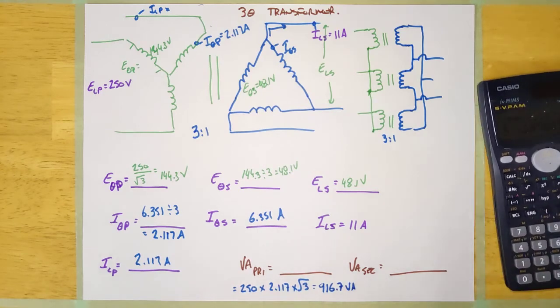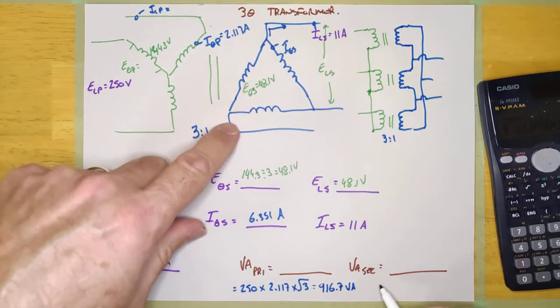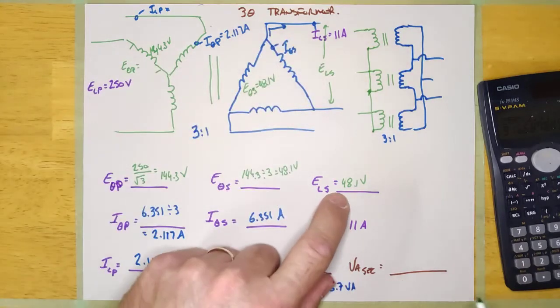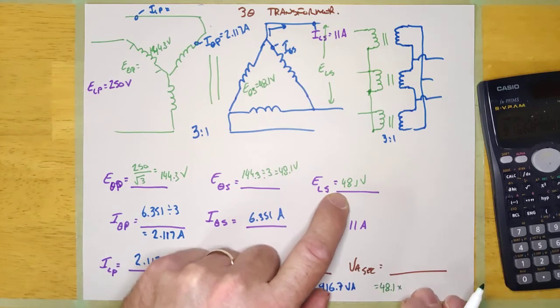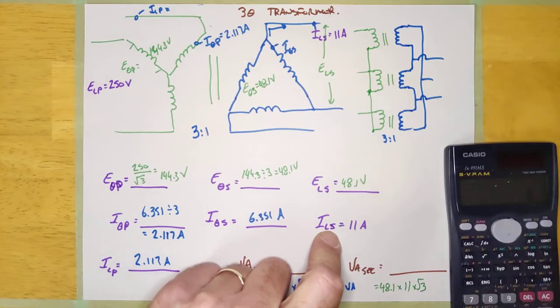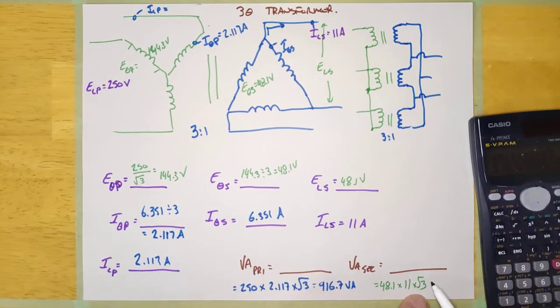We're going to make the same calculation on the secondary side here, guys. It should be the VA, E line, I line, root 3 on the secondary. So if I look at my line values on the secondary side, E line secondary is 48.1, okay? I line secondary is 11 times root 3. Let's try that, okay? 48.1 times 11 times root 3. Looks like it's 916.4 volt amps, okay? And now I want you to notice that the VA on the primary is equal to the VA on the secondary, okay? And that's always going to be true.